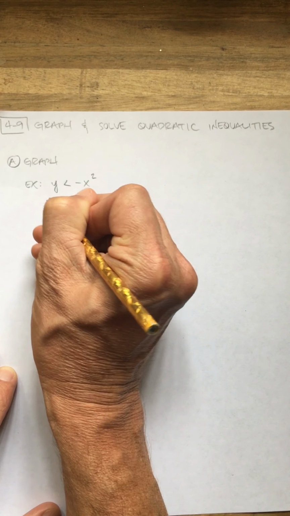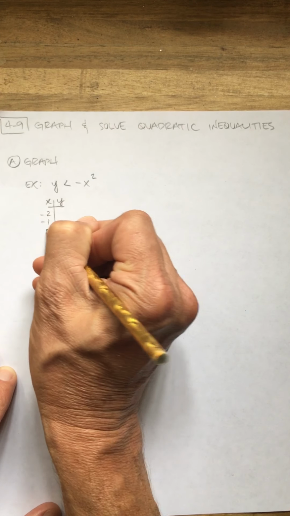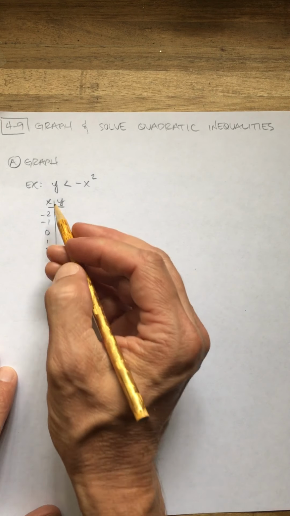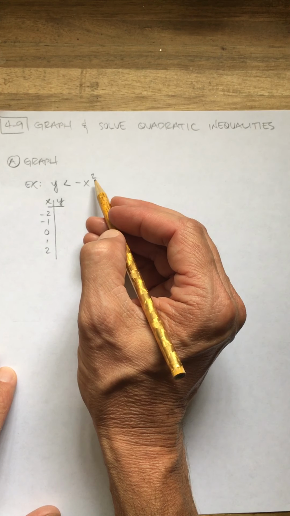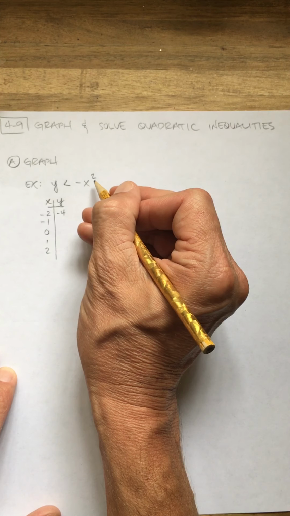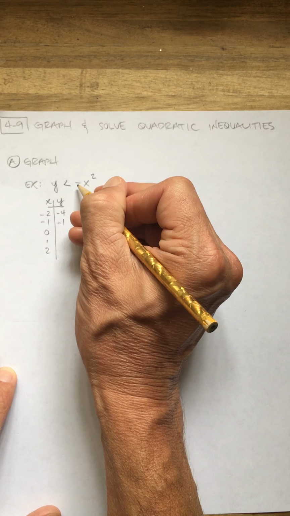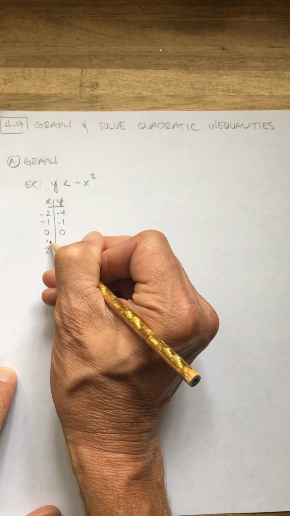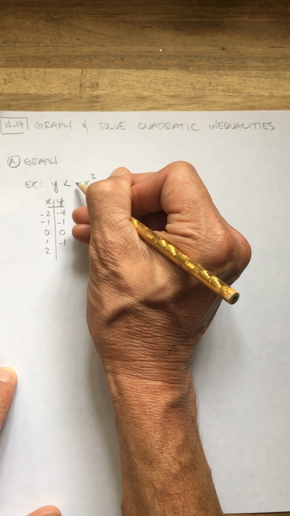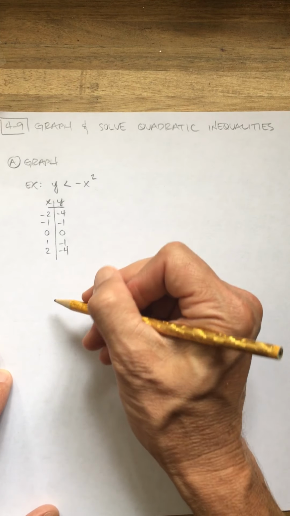Okay, I have x and y, and the values I'm just going to always use -2, -1, 0, 1, and 2. Okay, you don't have to go crazy. All right, plug in a -2. -2 squared is 4, but it's -4. -1, -1 squared is 1, times a negative is -1. 0 squared is 0, doesn't matter if it's negative, it's still 0. 1 squared is 1, -1. And 2 squared is 4, -4. All right, so let's go ahead and graph this thing.